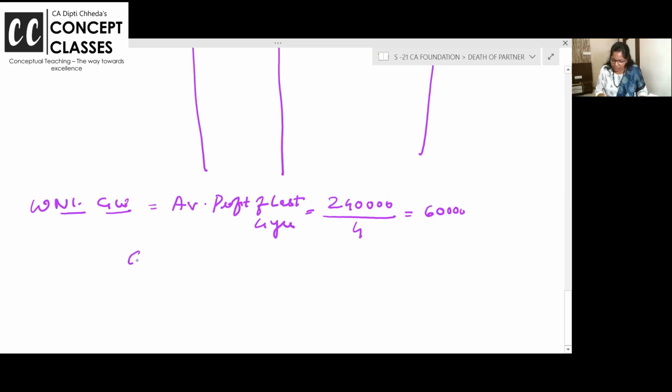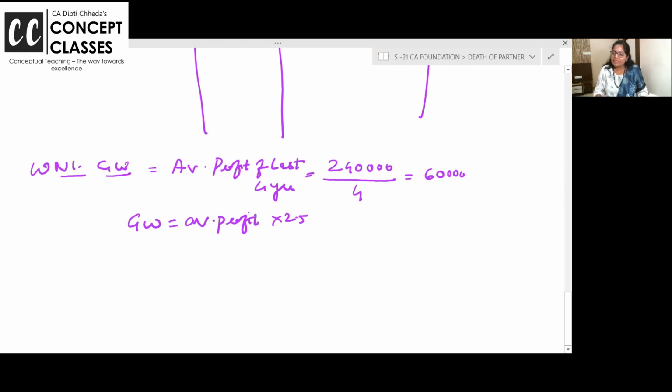And now goodwill you have to calculate at average profit multiplied by 2.5 years. Correct? 2.5 years average profit. So 60,000 into 2.5. How much is it coming? 1,50,000 you are getting as goodwill. Is it easy or not? You studied the methods where profits were wrong. Here there is no need, the profit is correct.